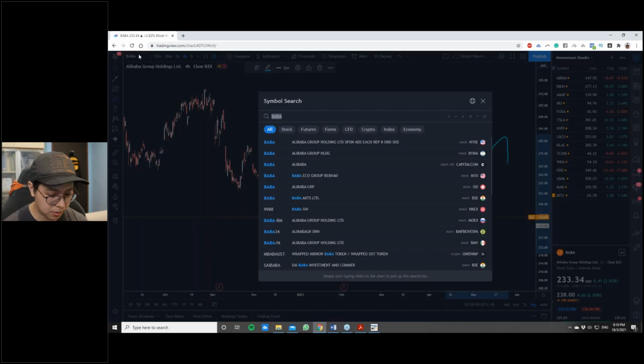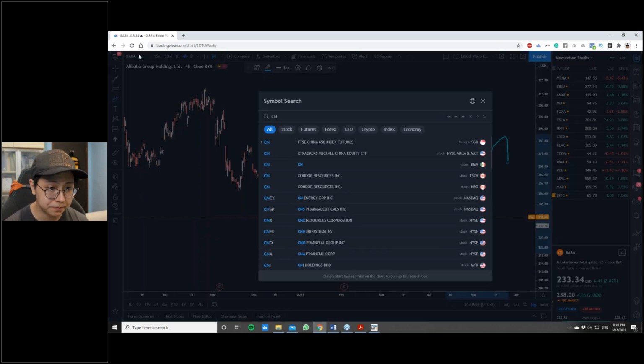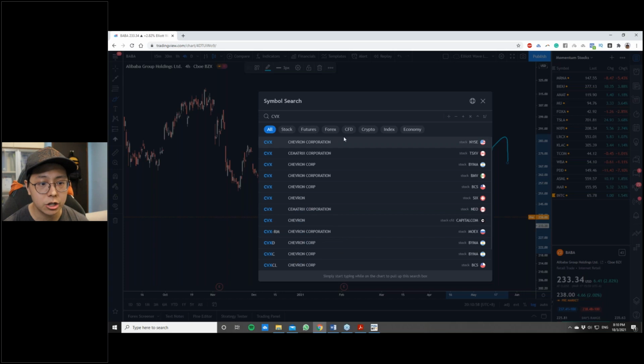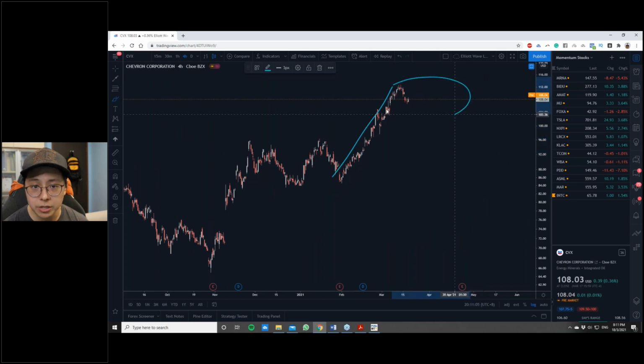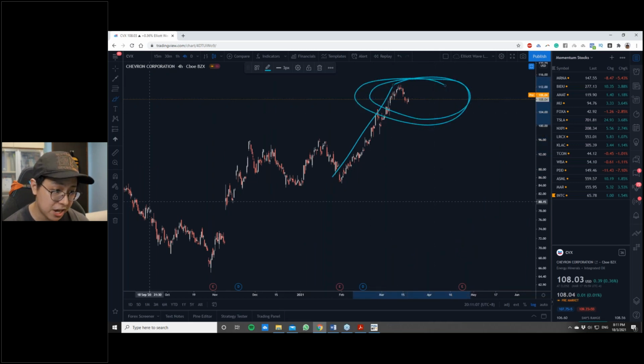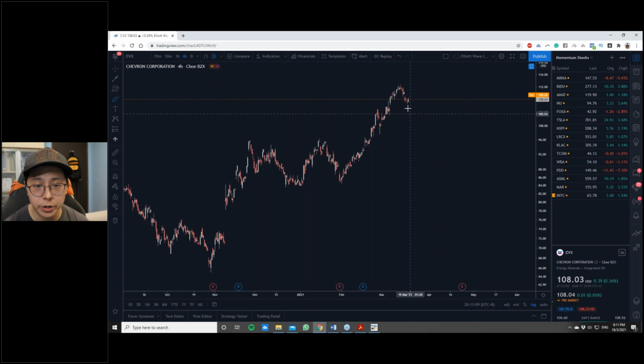Another one I saw was CVX, Chevron. Same thing, very quick. This is an impulse, but right now you don't really get a combination. You need more data, so be patient. You want to wait for it to form maybe a correction here, and then that will give you that buy opportunity on Chevron.